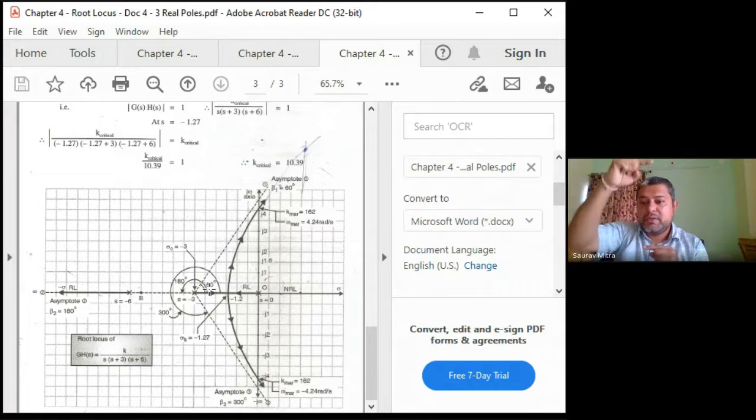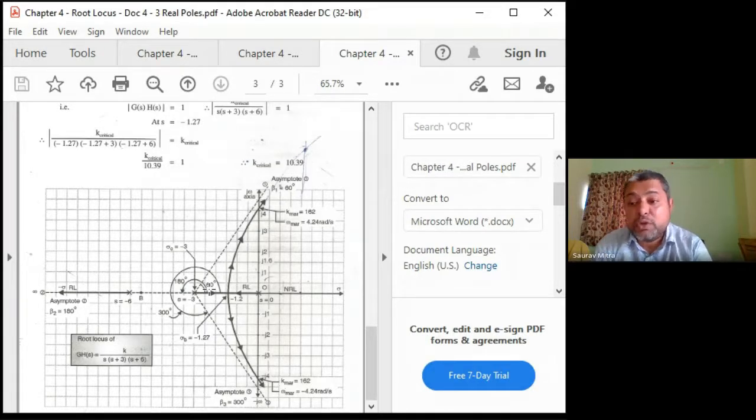One was going straight, it was plus 90. Another was going negative, it was minus 90. Minus 90 is actually 270 degrees. So if you are finding for a two pole system, there will be two asymptotes. Three pole system, three asymptotes. Four pole system, four asymptotes. So the number of open loop poles is equal to the number of asymptotes. That means that will be the number of root locus.